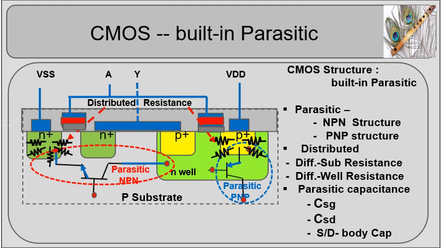Resistors are created by distributed well and substrate-like layers. Capacitors are created by overlapping and isolated layers. These parasitics influence and limit the static and dynamic performance of a CMOS logic gate.